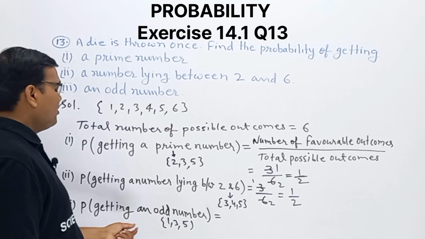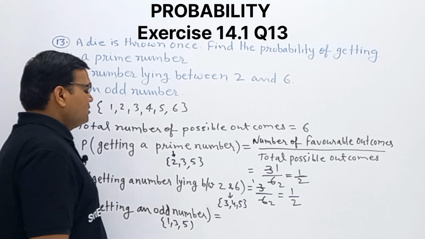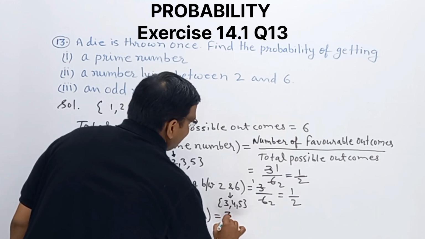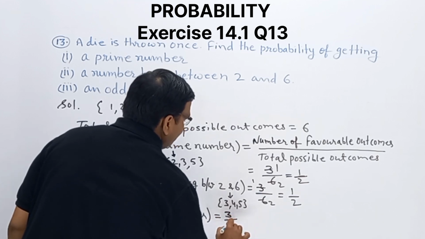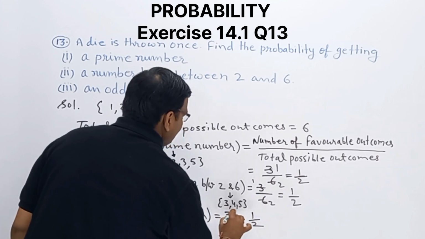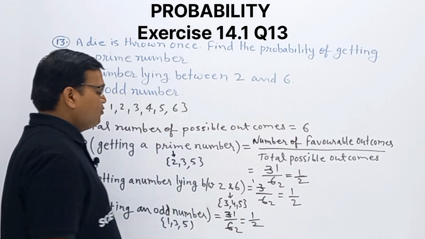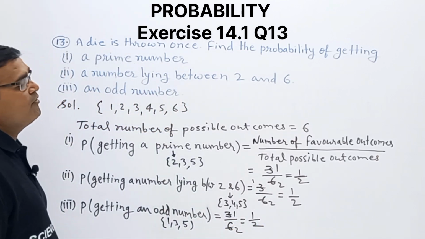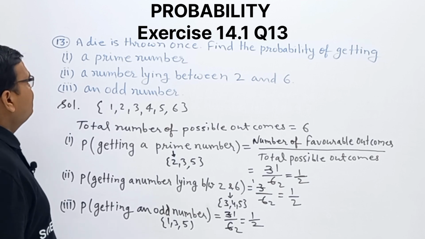So for the probability of getting an odd number, the number of favorable outcomes is 3, divided by total possible outcomes, 6. Once we solve, we get 1 by 2, since 3 ones are 3 and 3 twos are 6. So in all 3 questions, the probability is 1 by 2, half. Clear?